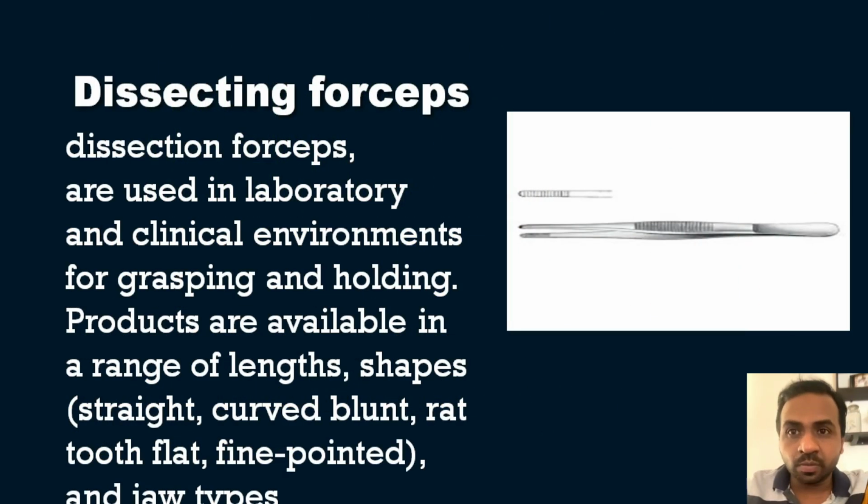So one more option was there, that is a dissecting forceps. This we are using from our plus two onwards. This is the dissecting forceps, and you can see the picture here. Dissecting forceps are used in laboratory and clinical environments for grasping and holding. Products are available in a range of lengths and shapes. We get straight dissecting forceps, curved blunt, then rat tooth flat, then fine pointed, etc., and jaw types also. So there are several types of dissecting forceps. This is a basic one. Okay, so this is a dissecting forceps. So you are getting information regarding the 4 surgical forceps from this question.